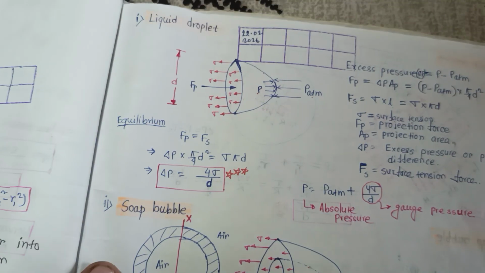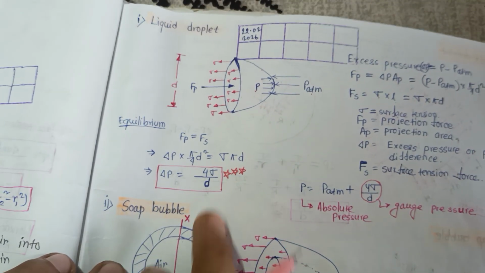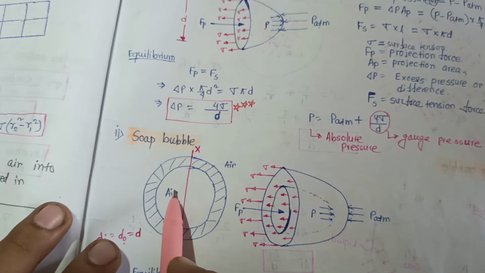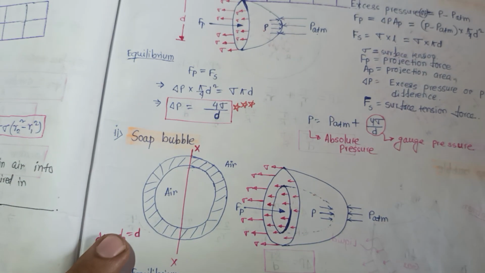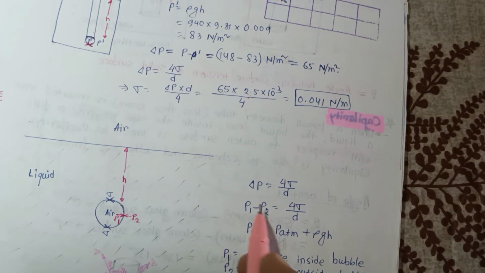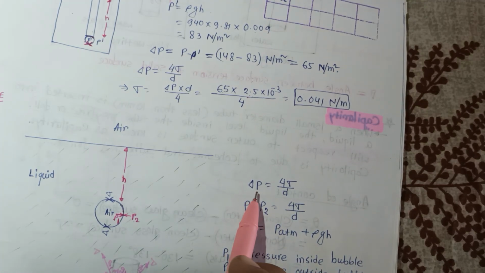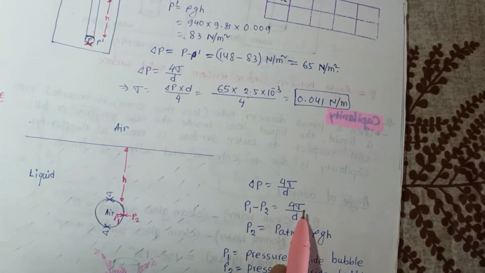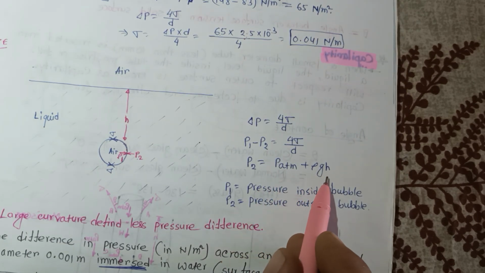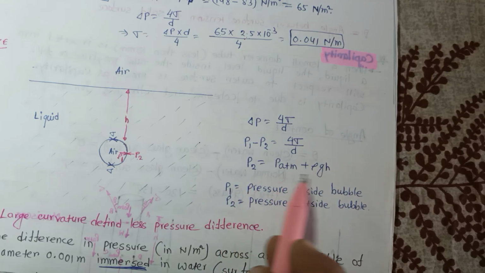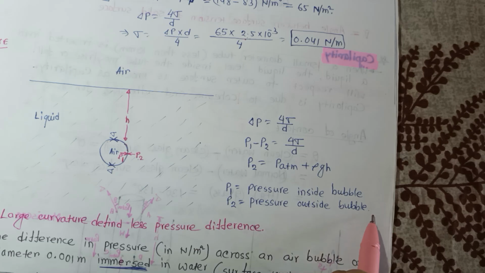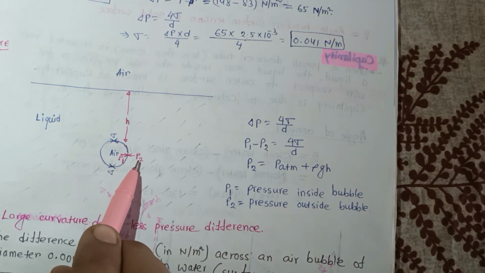Here we apply the formula delta P equals 4 sigma by d, not the soap bubble formula, because for a soap bubble there is air inside and air outside, and for that case we use the soap bubble formula, 8 sigma by d. But in this case we use the water droplet formula, delta P equals 4 sigma by d. So P1 minus P2 is equal to 4 sigma by d. P2 is equal to P ATM plus rho gh. P1 is the pressure inside the bubble and P2 is the pressure outside the bubble.